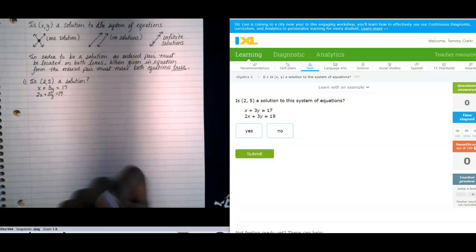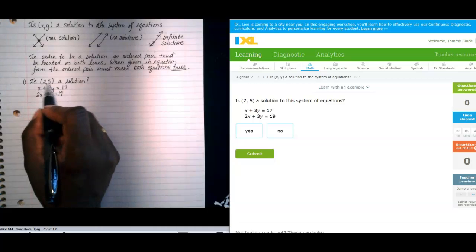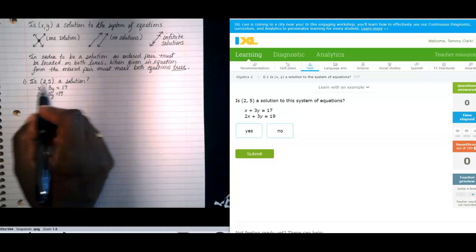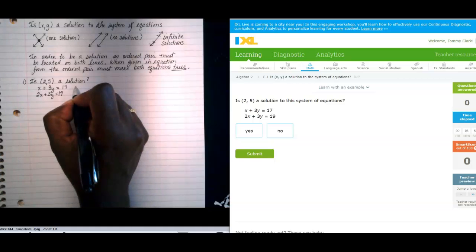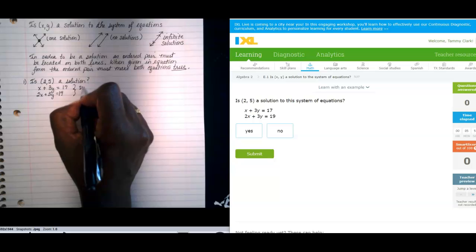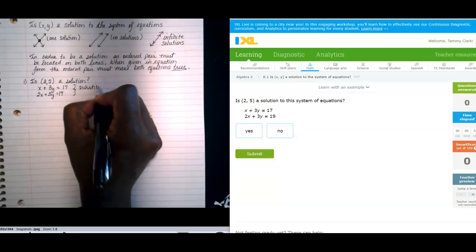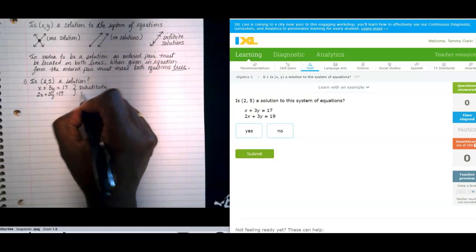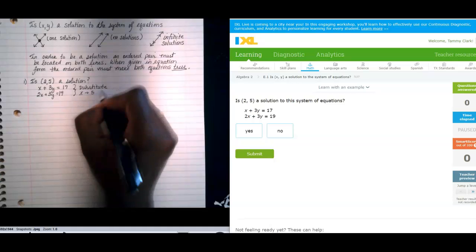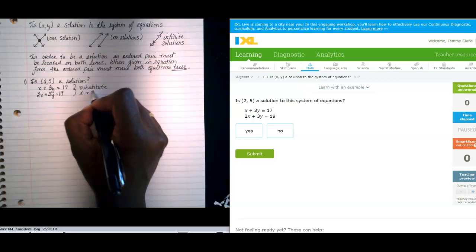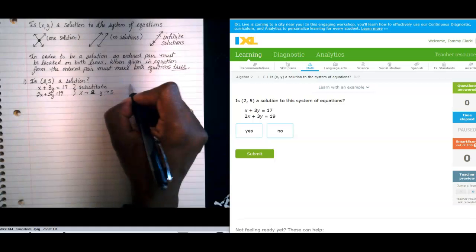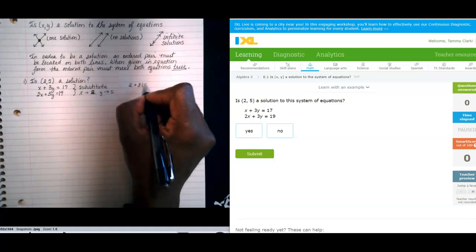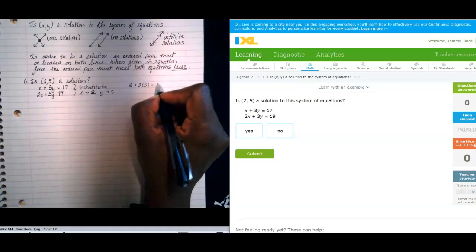So when we're looking at number 1, here we have, is the ordered pair (2, 5) a solution? The way we solve this is simply to substitute. So we're going to substitute x, we're going to put in 2. And for y, we're going to put in 5. So here I would have 2 plus 3 times 5 equals 17.